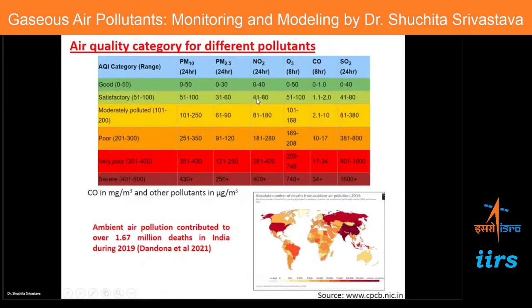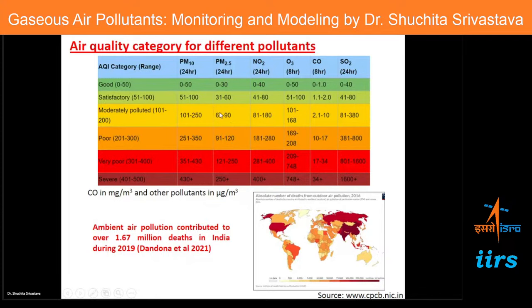Like for NO2, suppose you have made a measurement and it comes to 50 micrograms per meter cube. It will fall in the category of 41 to 80 microgram per meter cube, and accordingly the air quality index with respect to NO2 will be satisfactory. Similarly, if you make measurements for all the pollutants, each pollutant will fall in at least one category. So suppose some are falling in the good category, some in satisfactory, some in moderately polluted, and one is falling in the poor category. Suppose PM2.5 is falling in the poor category, then the final air quality index for that location will be considered as poor.